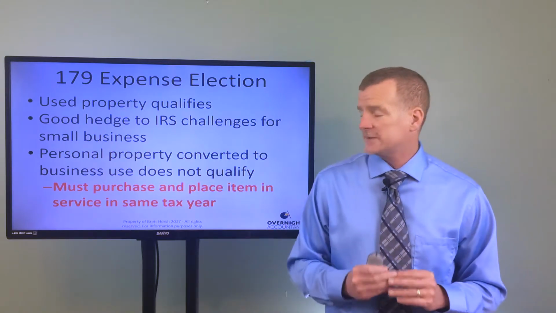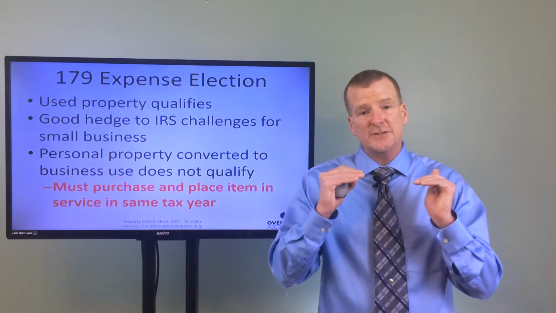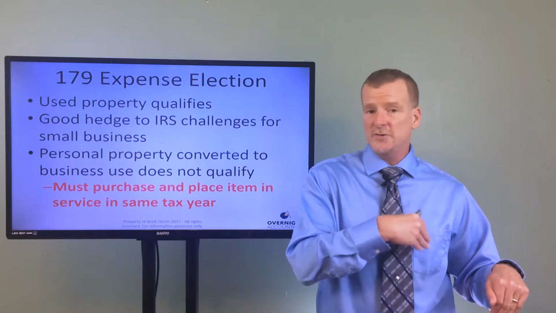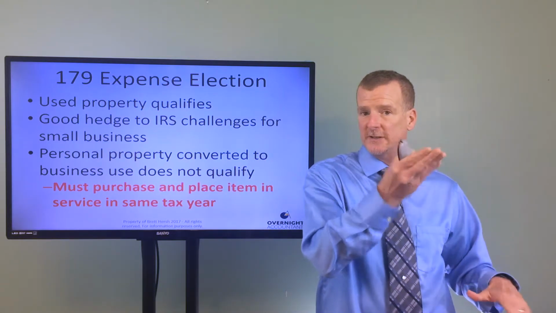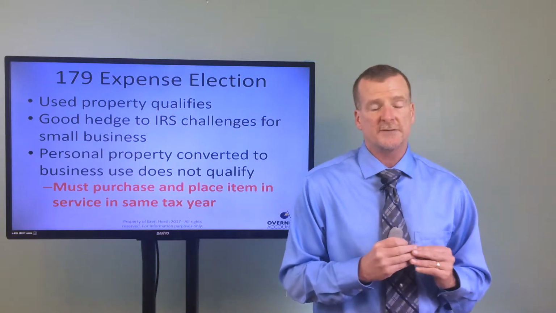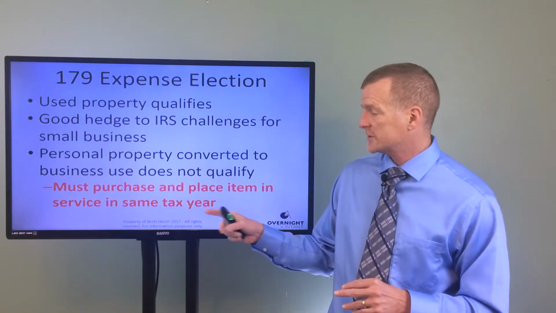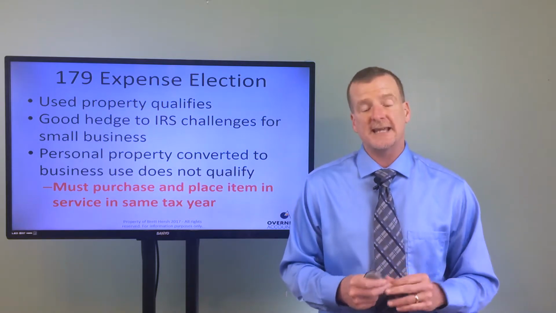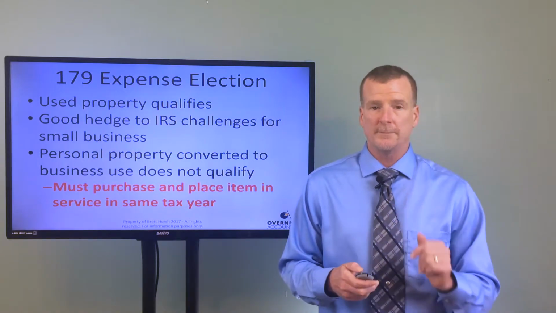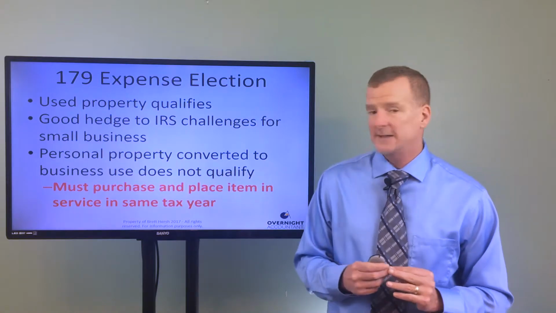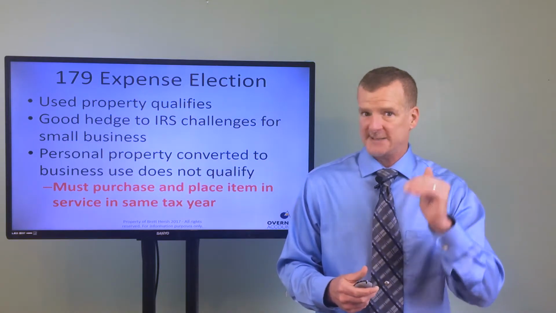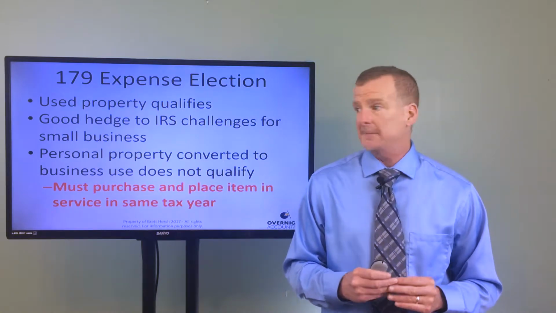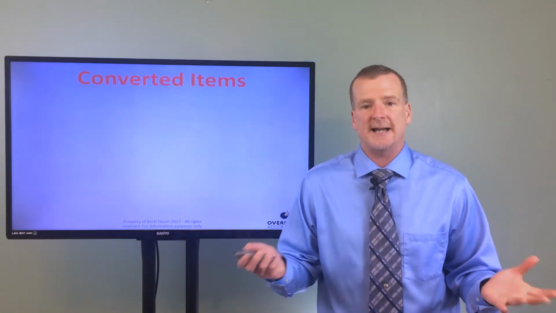Also, you must purchase and place that item in service. So if you bought it in November of last year, but you don't start using that asset, say, until March of the next year, it does not qualify for 179 expense because you have to both purchase it and start using it, what we call place in service, in the same tax year. Important for you to remember that. If you're purchasing items near the end of the year, make sure you start using them. If you're trying to save taxes, like say December, make sure you start using that item in the same tax year.